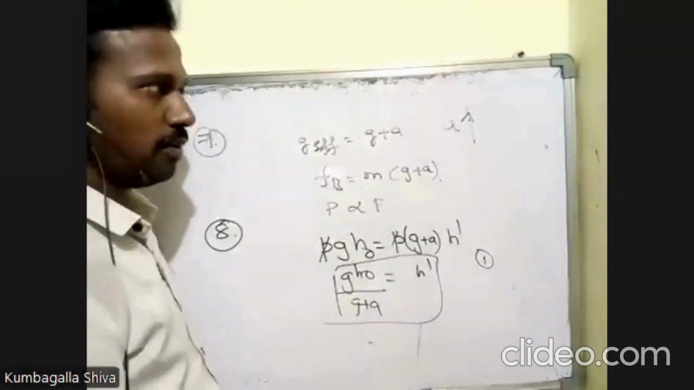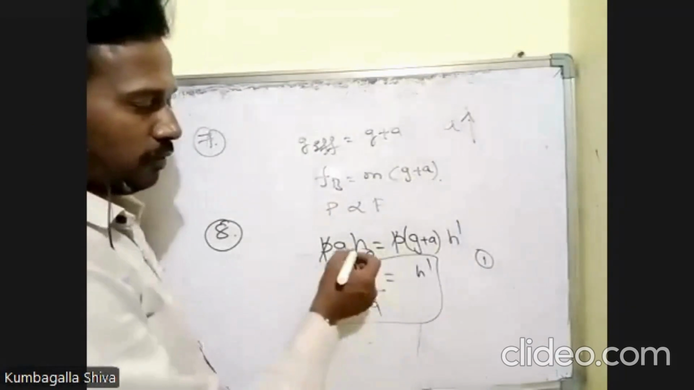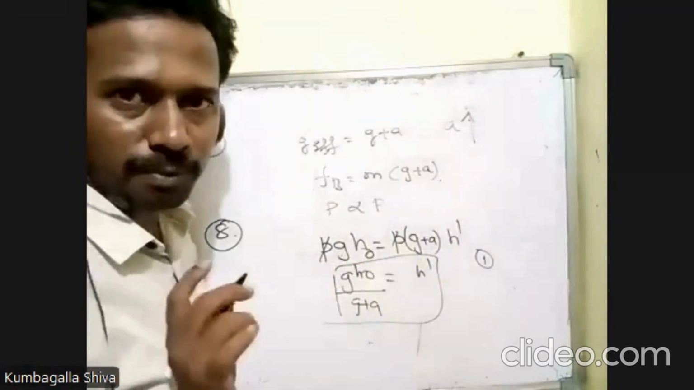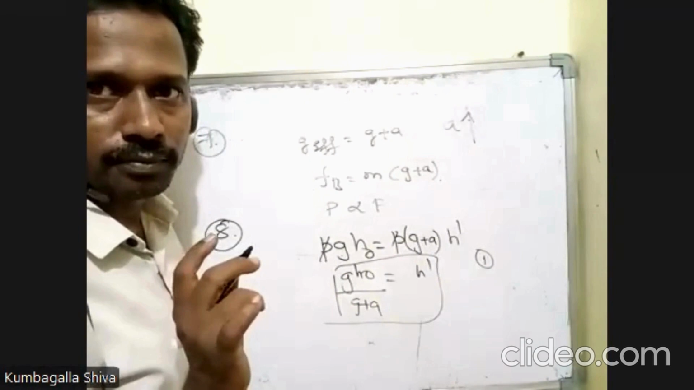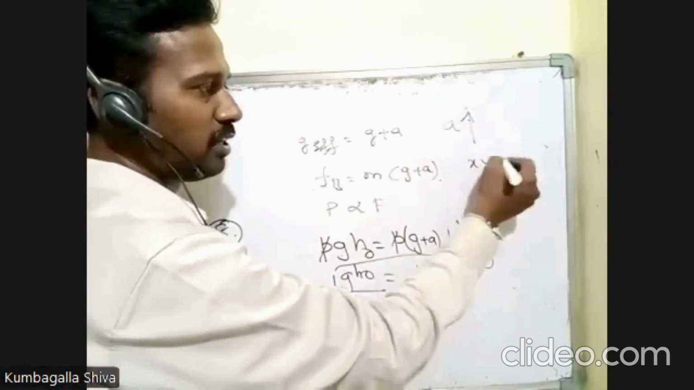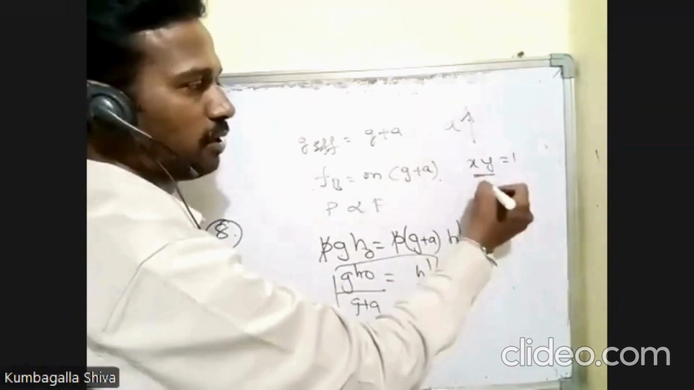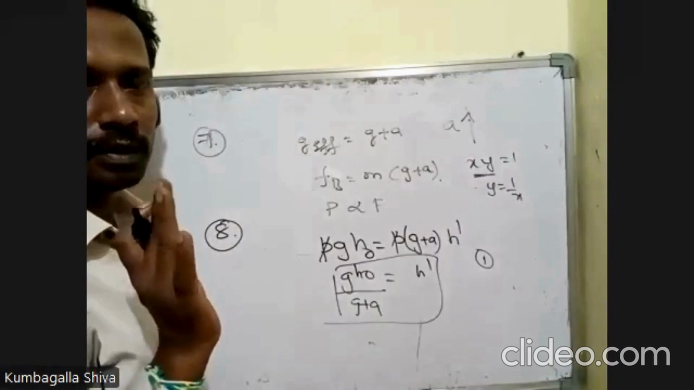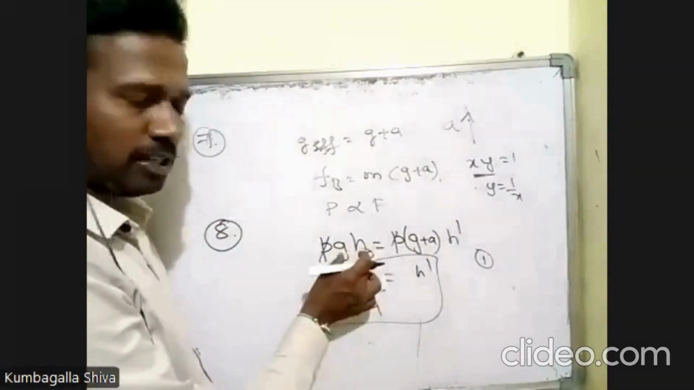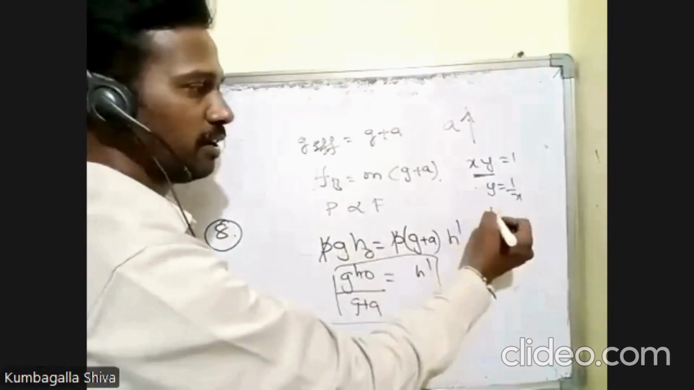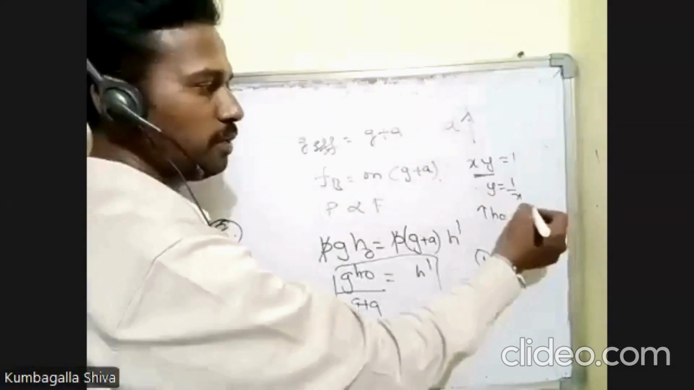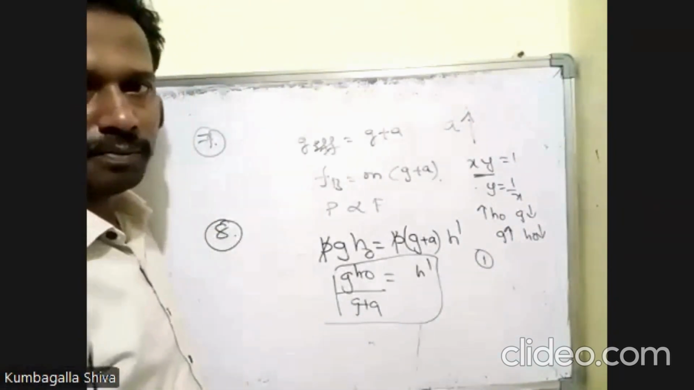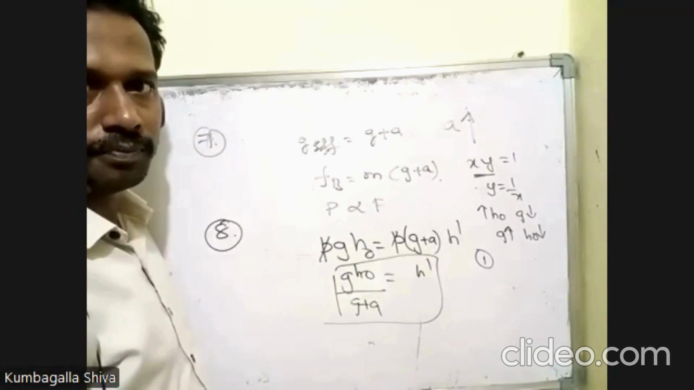Why? Because when you see the product of g into h naught, they are in product form, meaning they are inversely proportional. Suppose xy is equal to 1, then you get y equal to 1 by x. They are inversely proportional. That means when h naught is increasing, g should be less, or when g is increasing, h naught should decrease. Do you agree with me?